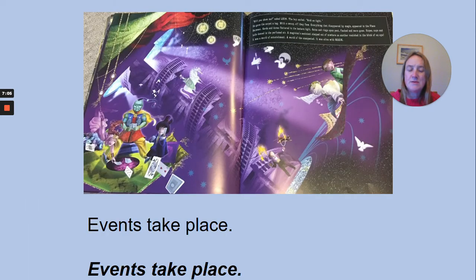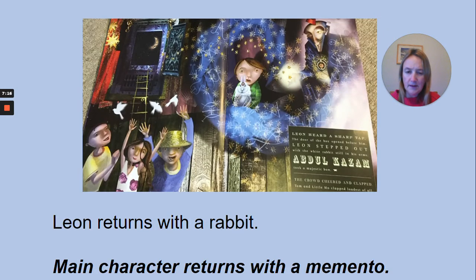Events take place was quite generic anyway, so I think we can keep that the same. We might have several events happen in that fantasy world. Leon returns with the rabbit was very specific to that story, so if we were making that more general, we might just say, well, the main character returns with a memento, something to remember. And it almost proves he's been to that fantasy world.